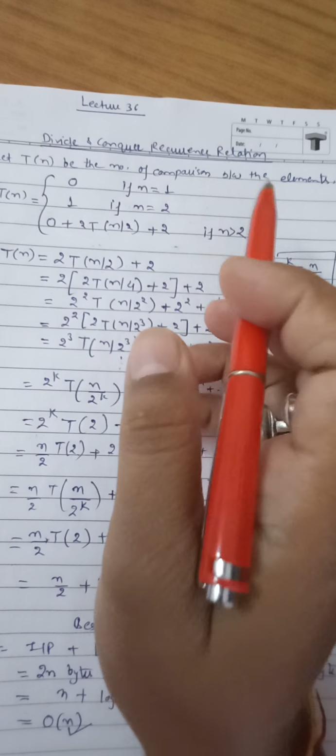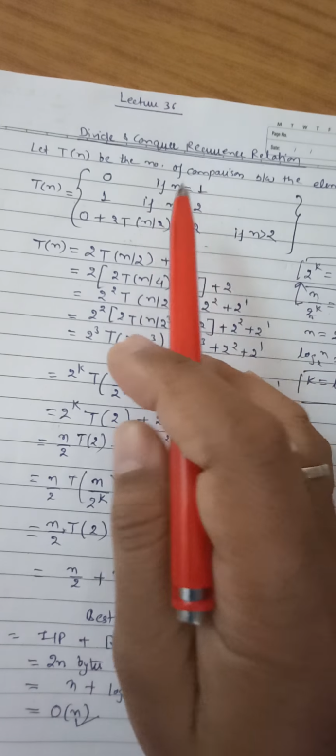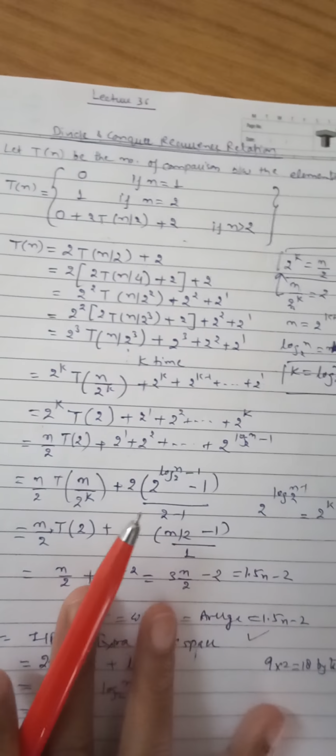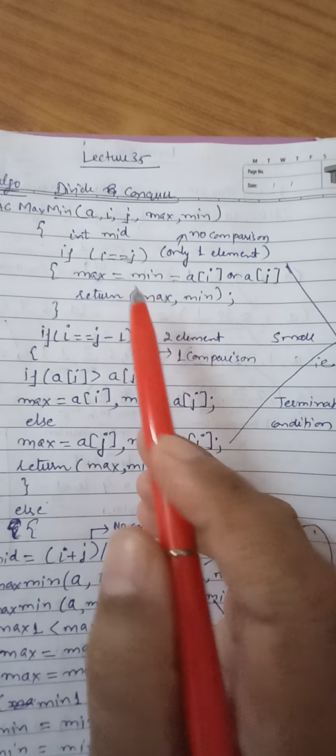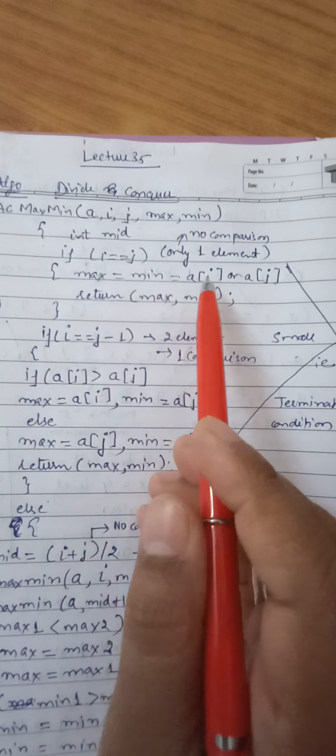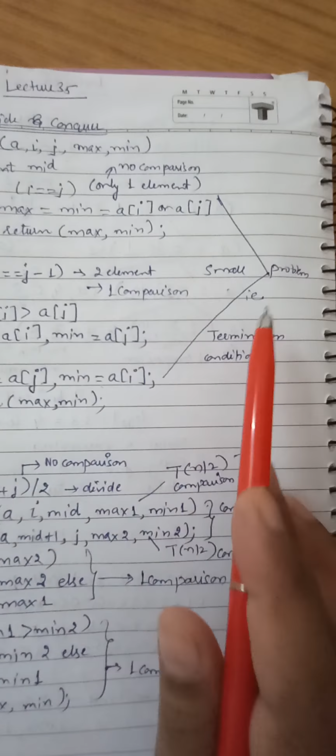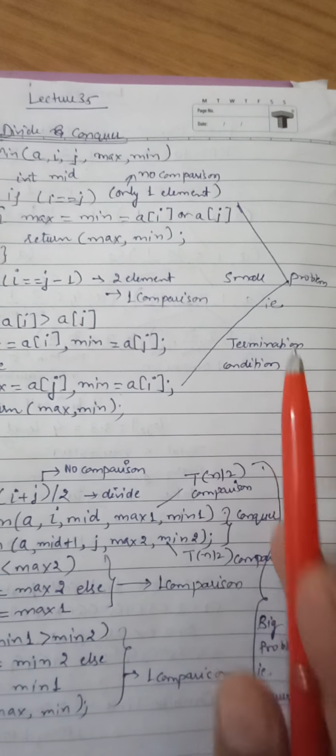Divide and conquer recurrence relations. Before going further, let's understand from where this termination condition has come. So first go to the last lecture. In the last lecture we learned that if there is only one element then no comparison, and if there are two elements then only one comparison. That's why these are the termination conditions for a small problem.